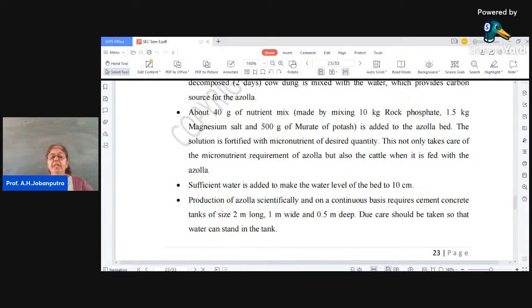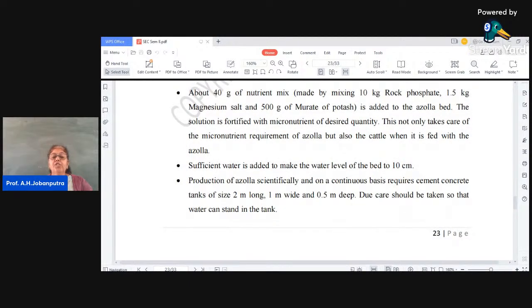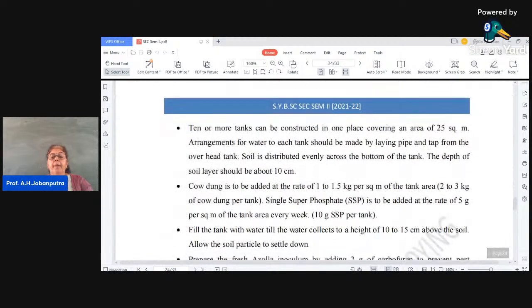Production of Azolla scientifically and on a continuous basis requires cement concrete tanks. But even you can do it in one part of your garden. Cultivation of Azolla scientifically is done in 2 meter long, 1 meter wide, and 0.5 meter deep water tank. You can construct many tanks close by and connect those tanks with a pipe so that you can provide that 10 centimeter layer of water.